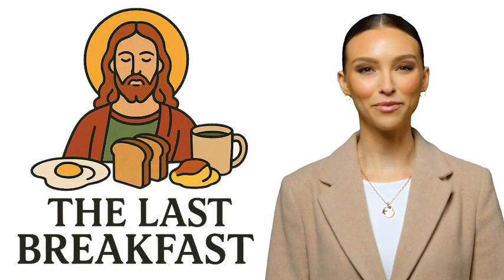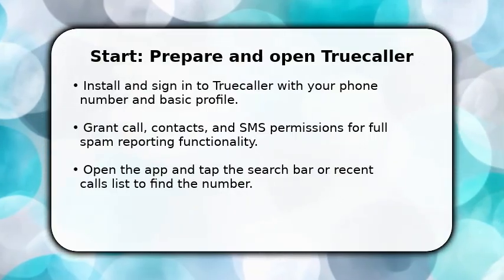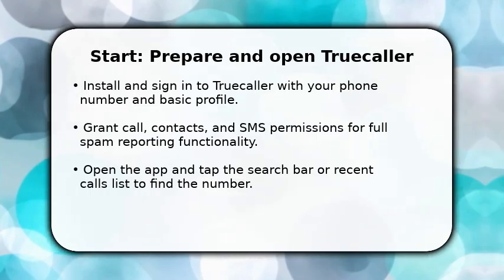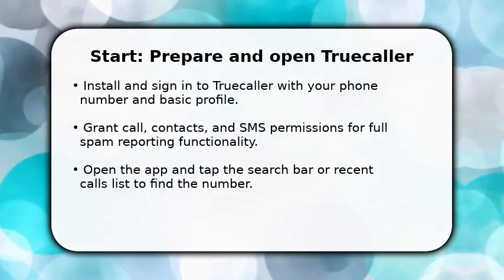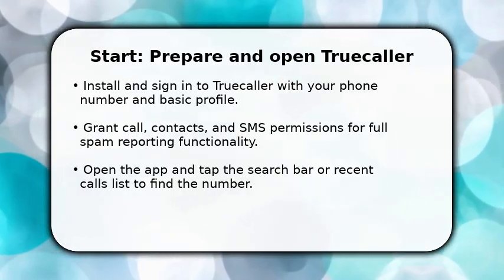Please enjoy the video. You have Truecaller ready with permissions. Now act. First, open the app and either paste or search the number you want to report. Once the number appears, inspect the profile details and call log to confirm repeated unwanted behavior.